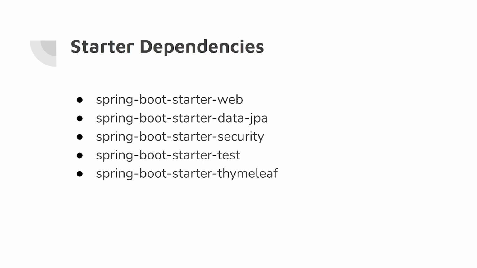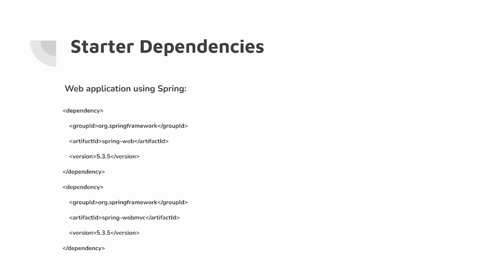Spring Boot provides a number of starter dependencies for different Spring modules. These are some of the most commonly used ones. Now let's look at the minimum dependency required to create a web application using the Spring Framework. With the Spring Framework, we need to include two dependencies, both the Spring Web and the Spring Web MVC, to support a web application.